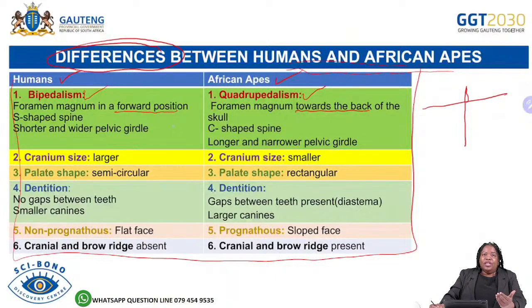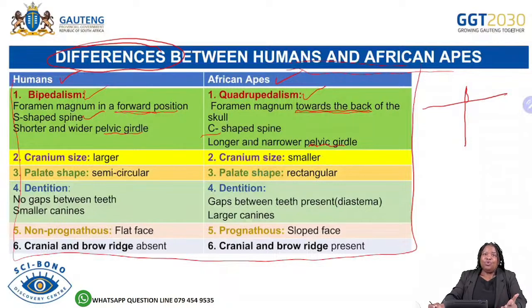So we really need to use scientific language here. Don't generalize. You need to differentiate the two as guided by your exam guideline. Talk about the correct terms. So foramen magnum is in a forward position in humans, but in apes it is towards the back of the skull. Again, humans, because they are bipedal, we're saying their spine is S-shaped, whereas with the African apes, their spine is C-shaped, okay? And then, in terms of the pelvic girdle, for humans it is shorter and wider. I will show you in the next pictures so that you've got more understanding of what we are talking about. And then in African apes, the pelvic girdle is long and narrow.